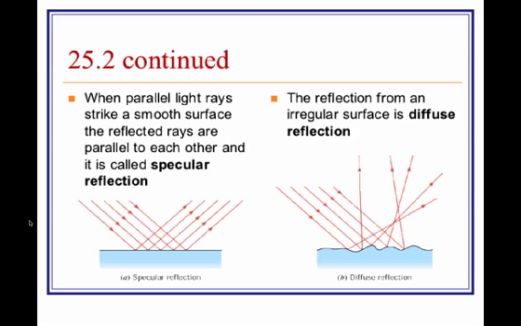For a smooth surface, we get what's called specular reflection, which is when the rays enter parallel, then they're going to leave parallel, and they'll leave in that same order.